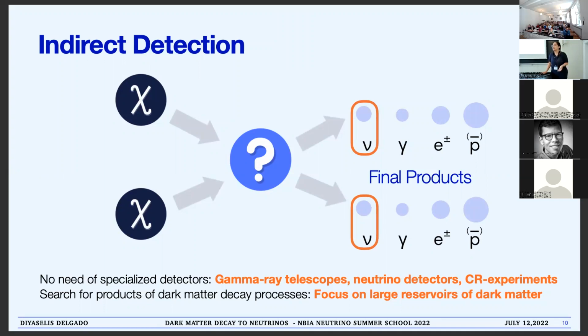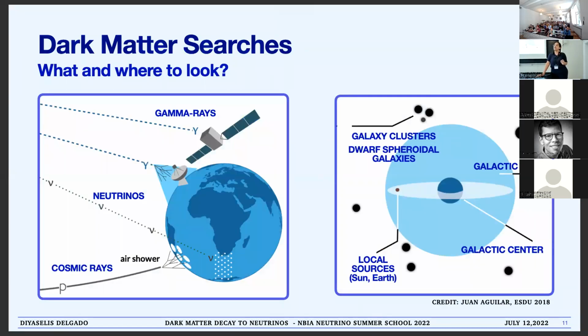The good thing about indirect detection is that there's no need for a specialized detector. We can actually use gamma ray telescopes, neutrino experiments, or even cosmic ray experiments. And if we're searching for dark matter decay processes, it makes sense that we're looking into large reservoirs of dark matter. So this gives us two hints of what and where to look for dark matter. On the what front, we have gamma rays, which we can see directly in space or as they arrive at Earth, where we see how they interact with showers.